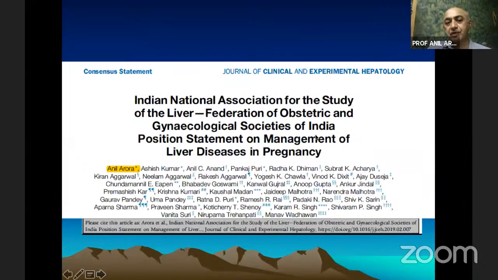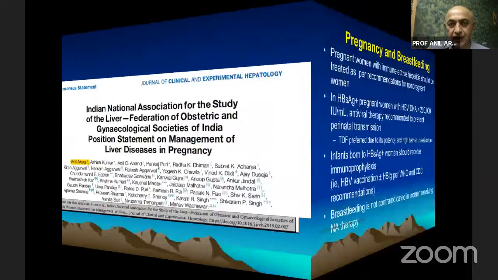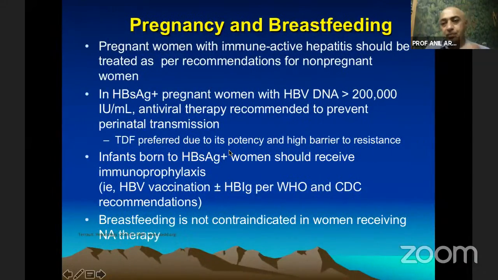We also published our recent guidelines from the Indian National Association for the Study of the Liver on management of liver disease in pregnancy. These are also available online for your ready reference. And these are important for the pediatrician, general physician, practitioner, gastroenterologist, hepatologist, and obstetrician to understand. Pregnant women with immune active hepatitis should be treated as per the recommendation for non-pregnant women. That means if ALT is elevated, or if the patient has raised DNA more than 2 lakh international units per ml, this is the subgroup of women who are likely to benefit.